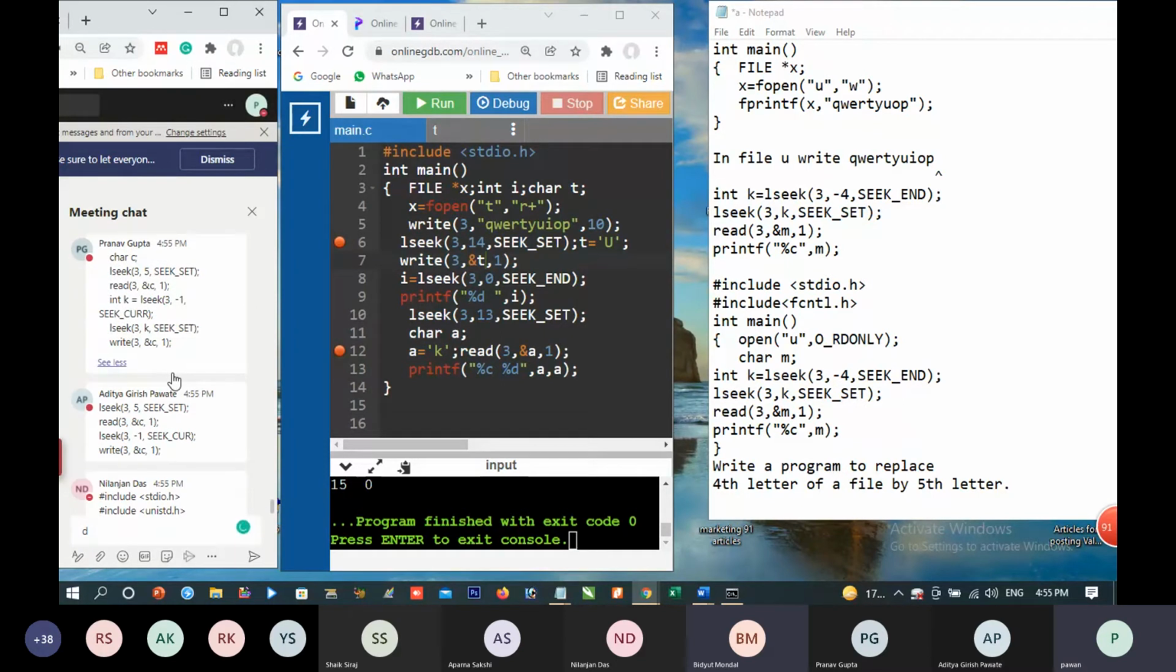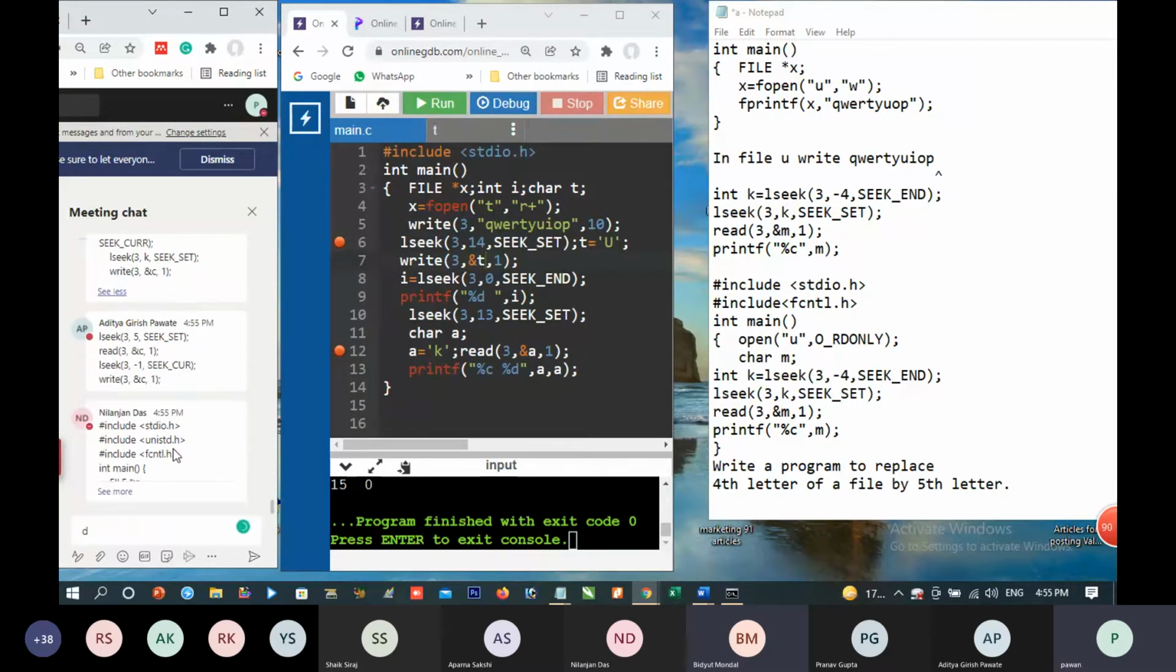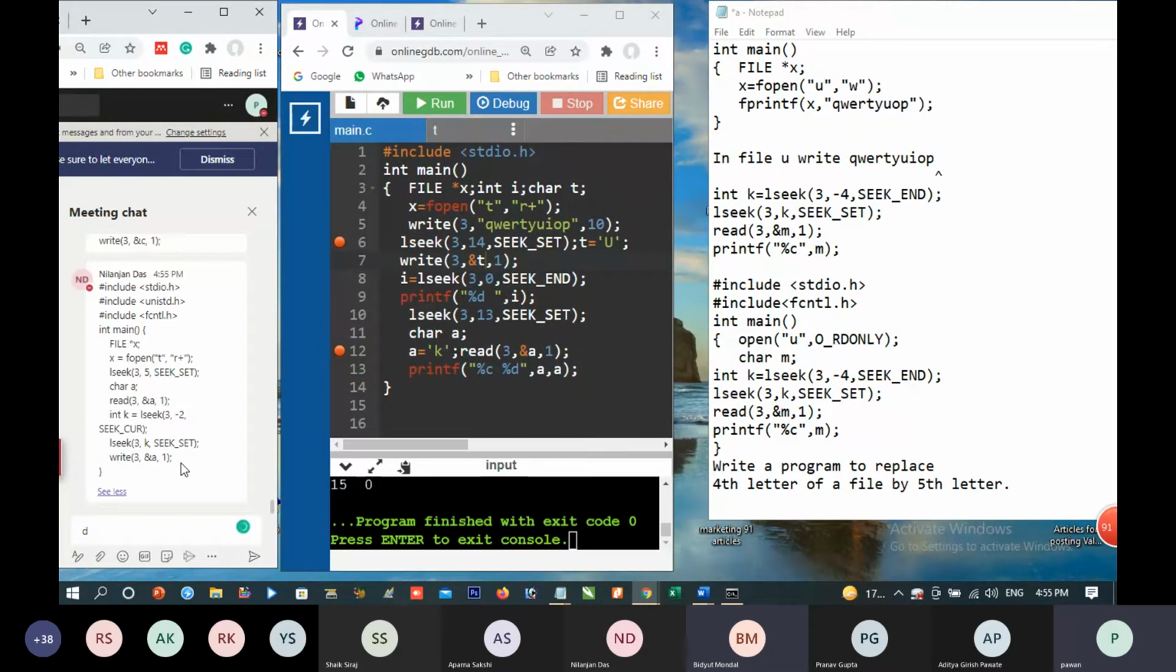No, it will not, Pranav, it will not be -1, it will be -2. Aditya, it will be -2. Yes, because one file pointer will automatically be advanced by one place. File pointer will automatically. Nilanjan has written it correctly. Is it correct? -2.